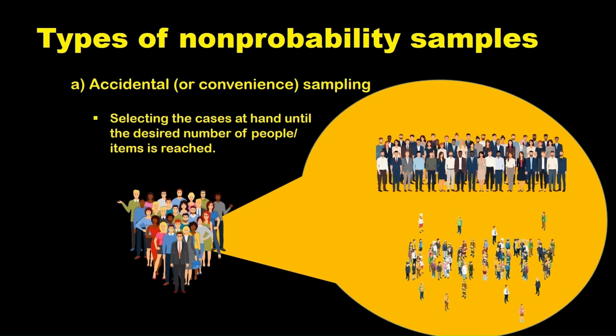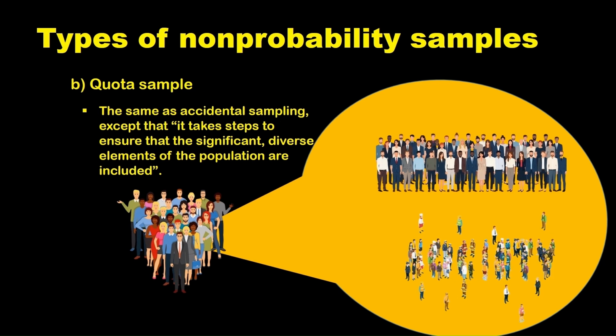The types of non-probability samples are the following: A. Accidental or convenience sampling, selecting the cases at hand until the desired number of people/items is reached. B. Quota sample is the same as accidental sampling, except that it takes steps to ensure that the significant, diverse elements of the population are included.